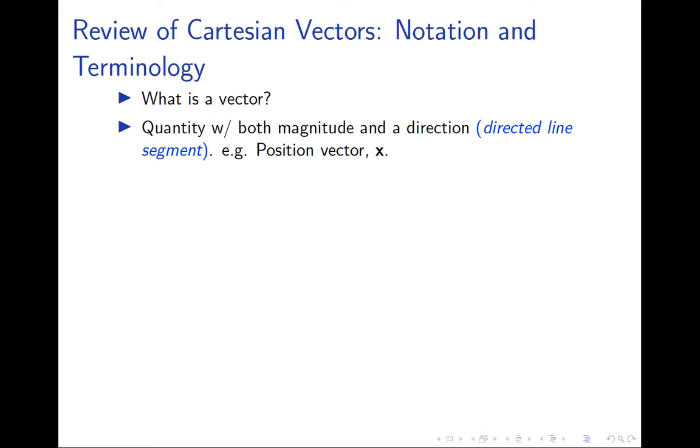So what is a vector? A simple answer will be a quantity. A vector is a quantity with both magnitude and direction, the directed line segment, and the example is the position vector. However, in this course, we are going to take a much more sophisticated view of a vector, and we will introduce a different definition, which is a bit less ambiguous and more specific.